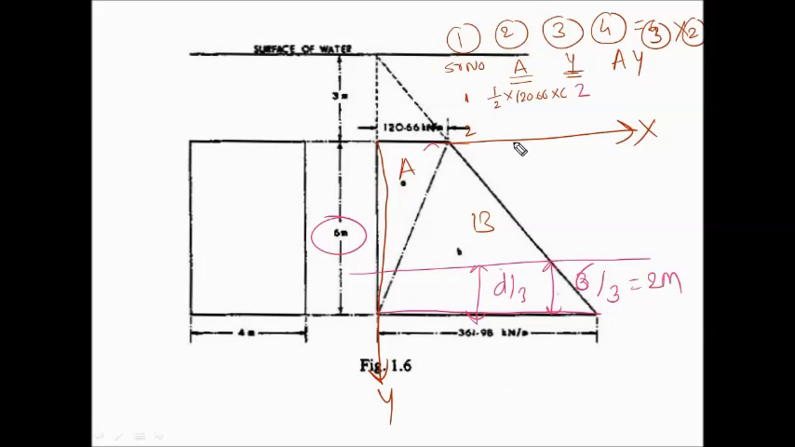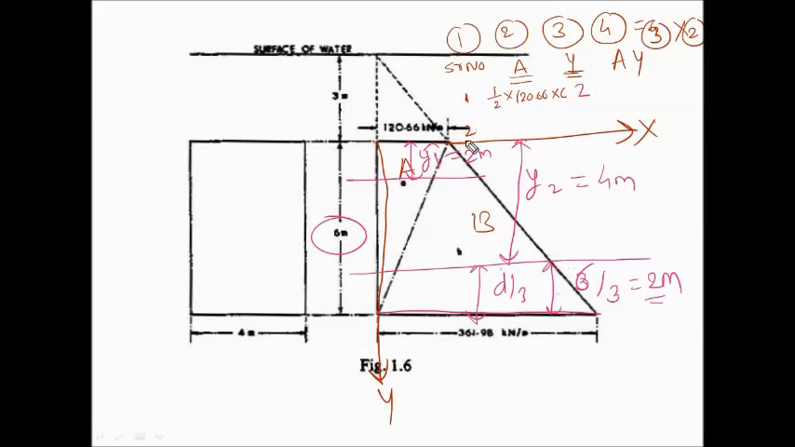But I want the distance from the reference axis. This distance I want. So I will call this y2, and for the triangle A, I will call the distance y1. So y1 we got 2 meters, and y2: the total depth is 6 meters, but this is 2 meters from the bottom. So 6 minus 2, it will be 4 meters.